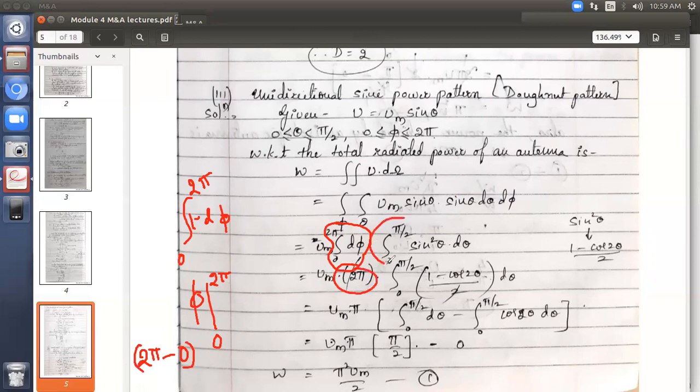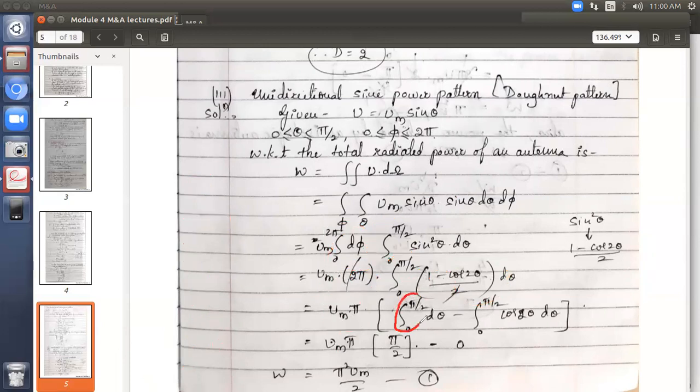Then go for integration of this. So what I will do here, I will cancel this 2 for my ease. So you will be left with Um into pi, and remaining, I will just apply this integration to both 1 and cos 2 theta. So if I split this, this will be integration of 1 into d theta, minus integration of cos 2 theta into d theta.